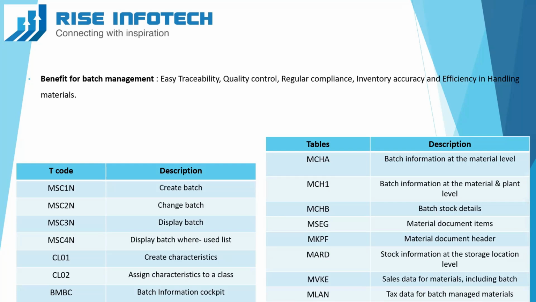And we have a few tables like MCHA for batch information at the material level, MCH1 to see the batch information at the material and plant level, MCHB for stock details, MSEG for material document items, MKPF for the material document header, MARD for stock information at the storage location level, MBKE for sales data for materials including batch, and MLAN for tax data for batch managed materials. So these are the tables we maintain under the batch management process.